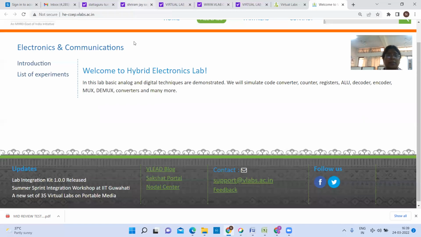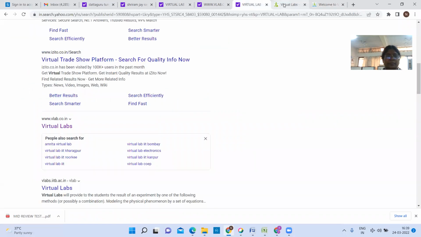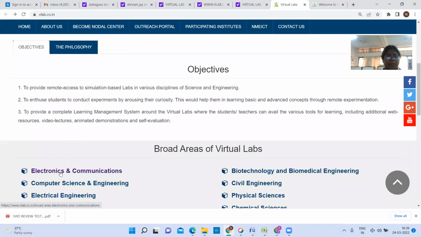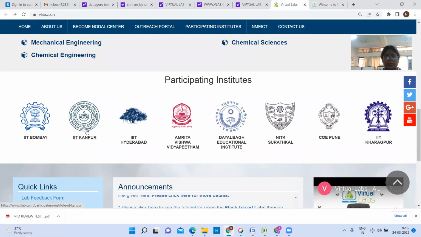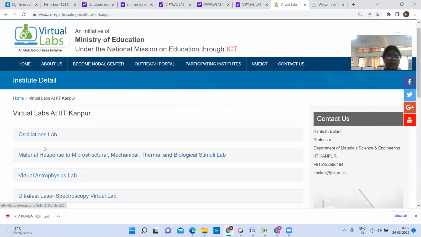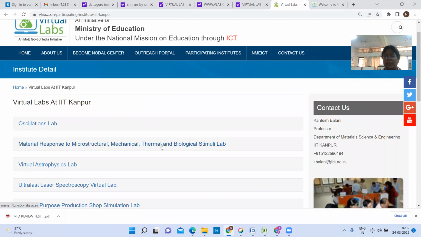Okay, so this one you can select, or you can go back here. Again you select here as per the institute. Now see, open IIT Kanpur. If you open IIT Kanpur, there is an oscillation lab. Then material response to microstructural, mechanical, thermal.